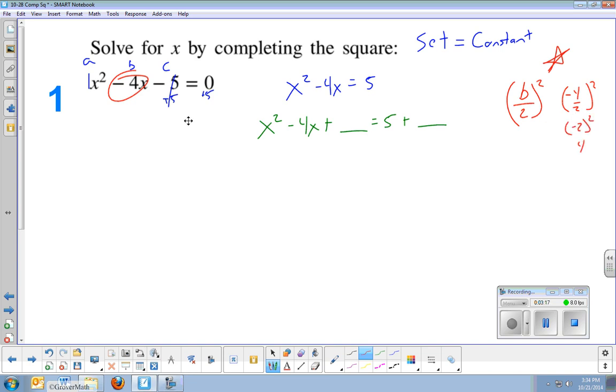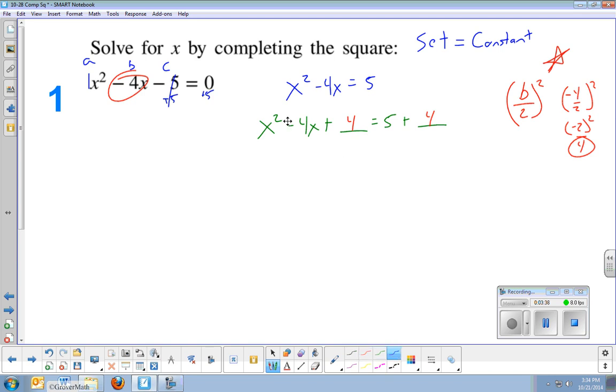So you take your b term, you divide it by 2, and you square it. Now, because you're squaring it, it's always going to end up being positive. So even though this is a -4, it doesn't really matter. If it were +4, we'd end up with the same thing. Divide by 2, then square. And so that's what we add to both sides, the number you get from doing b divided by 2 squared. And so why do we do that?